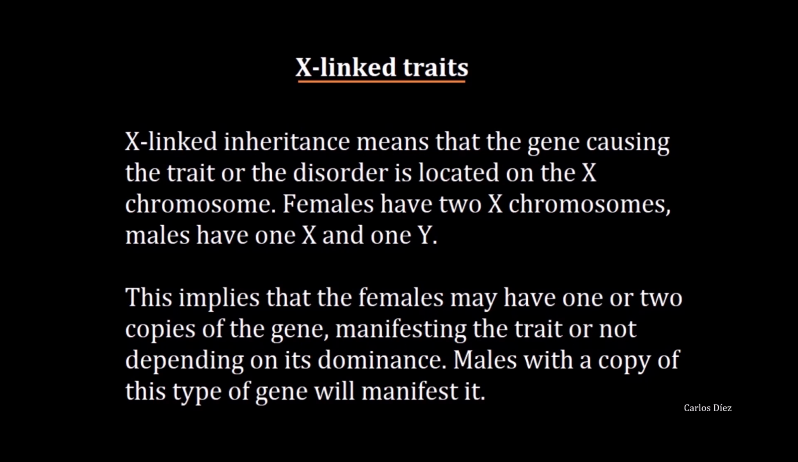X-linked traits. X-linked inheritance means that the gene causing the trait or the disorder is located on the X chromosome. Females have two X chromosomes, males have one X and one Y. This implies that the females may have one or two copies of the gene, manifesting the trait, or not, depending on its dominance. Males with a copy of this type of gene will manifest it.